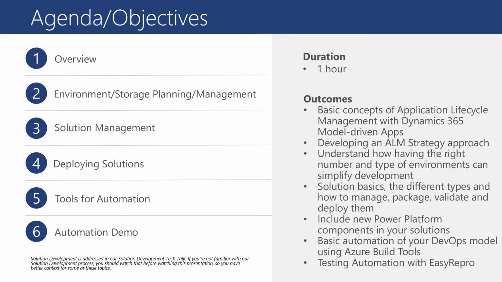Over the course of the next hour, we will discuss the following areas: an overview of application lifecycle management and how to approach developing an ALM strategy, environment and storage planning and management, solution management, deploying solutions, tools for automation, and an automation demo.